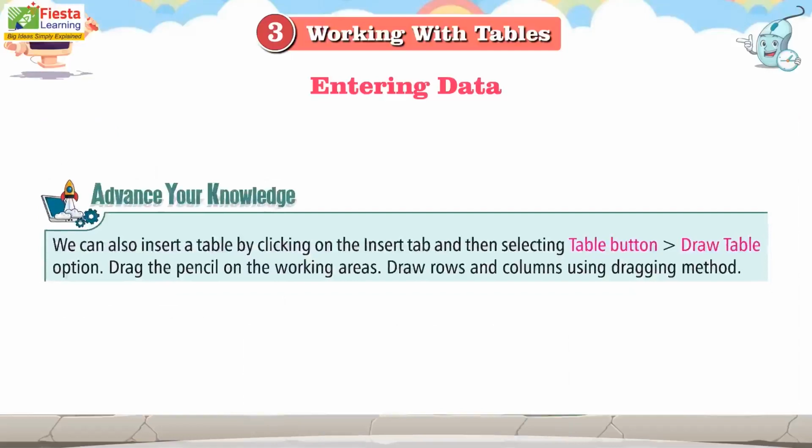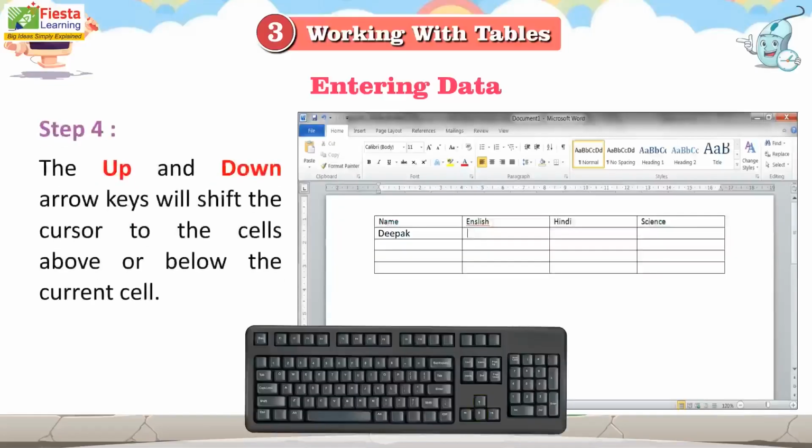Advance your knowledge. We can also insert a table by clicking on the Insert tab and then selecting the Table button, Draw Table option. Drag the pencil on the working area. Draw rows and columns using the dragging method. Step 4. The up and down arrow keys will shift the cursor to the cells above or below the current cell.